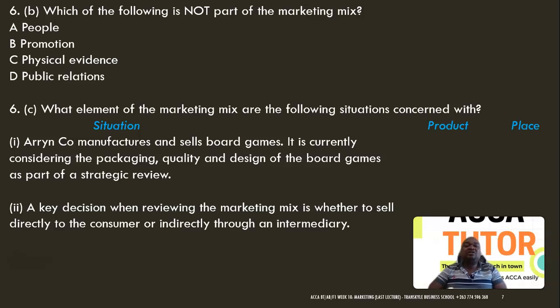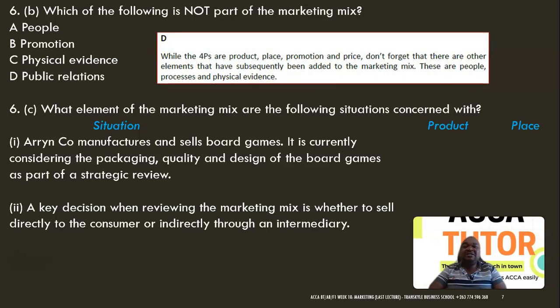Which of the following is not part of the marketing mix? This question is resident. You need to master this question even whilst you are asleep. Even if you enter the examination hall asleep, you need to be able to ace this question. Are we together? Obviously, from our discussion so far, we discovered that people is part of the marketing mix, promotion, physical evidence, but D is not. So D is a red herring. D is not. Number 6C, what element of the marketing mix are the following situations concerned with?